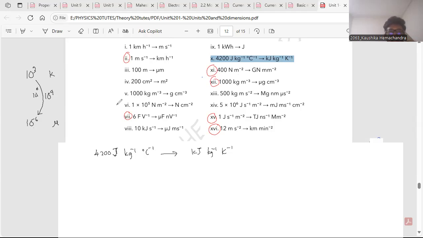Yes. So, you can see kilogram is kilogram. Only joule has turned to kilojoule and also Celsius to Kelvin. So 4,200 joules to kilojoules: 1 joule is less than a kilojoule. So it's 10 to the power minus 3 kilojoules, 0.001 kilojoules in 1 joule, per kilogram. Now Celsius to Kelvin.